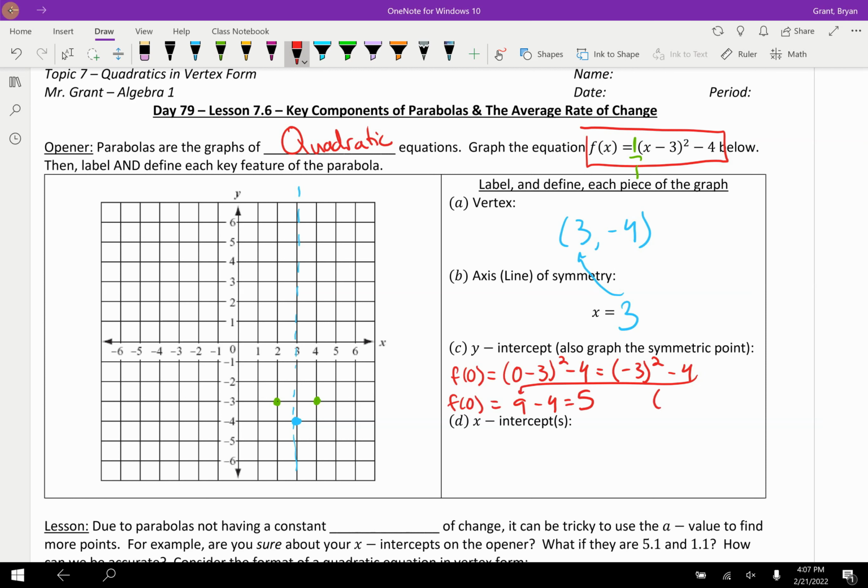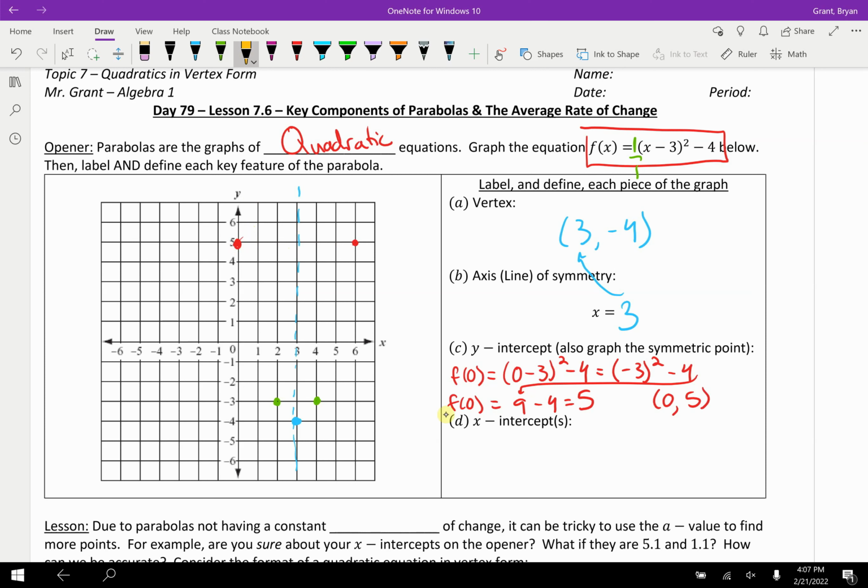So what did we make? Well, we input 0 for x. We got an output of 5. 0, 5 is way up here. And that's where that axis of symmetry comes into play, because now I can count 1, 2, 3 in, 1, 2, 3 out. And we have a pretty good parabola.